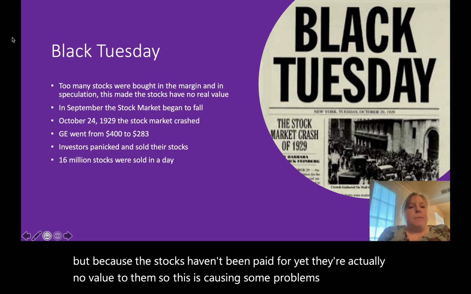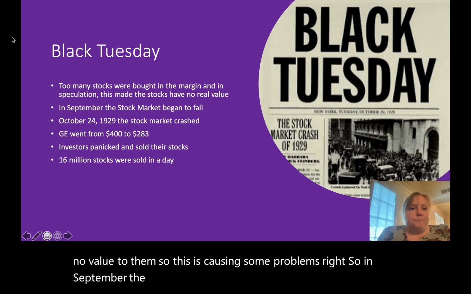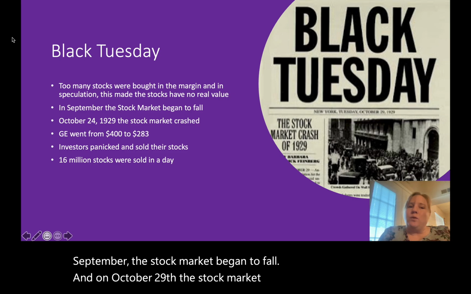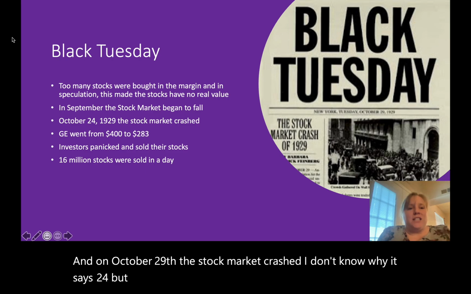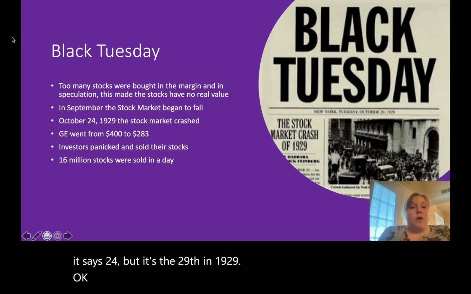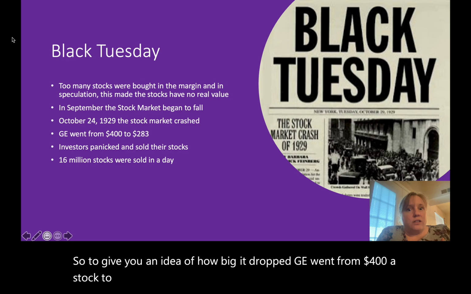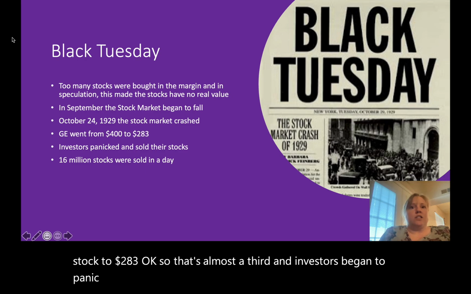So in September, the stock market began to fall. And on October 29th, the stock market crashed. I don't know why it says 24, but it's the 29th, 1929. Okay, so to give you an idea of how big it dropped, GE went from $400 a stock to $283. Okay, so that's almost a third. And investors began to panic, right? So like, oh my gosh, it's starting to crash.